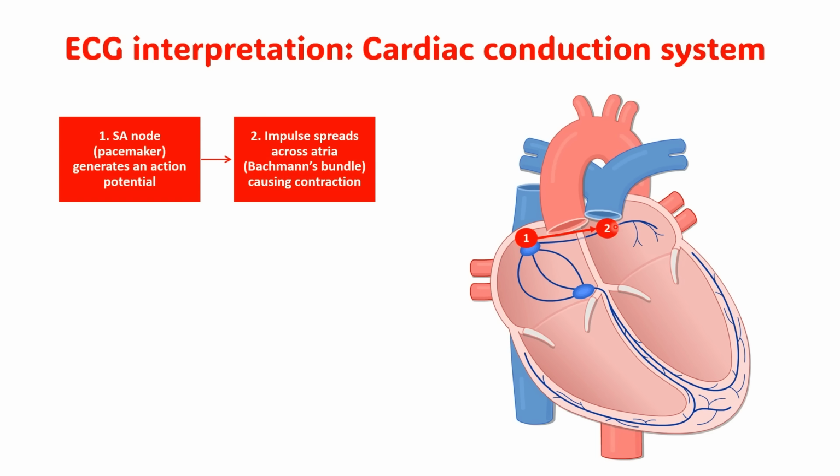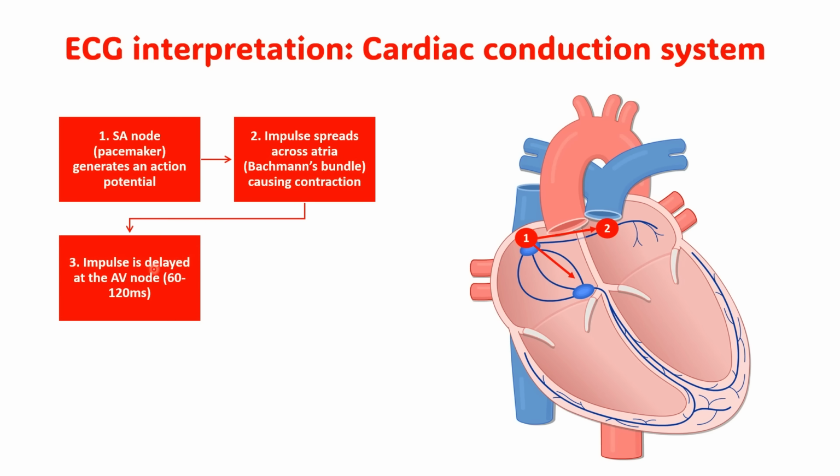Okay, so we can see it on this diagram. It links with the flow chart on the left. The SA node is influenced by the sympathetic and parasympathetic nervous systems. And in terms of its arterial supply, it's supplied by the sinus node artery, which is a branch of the right coronary artery.